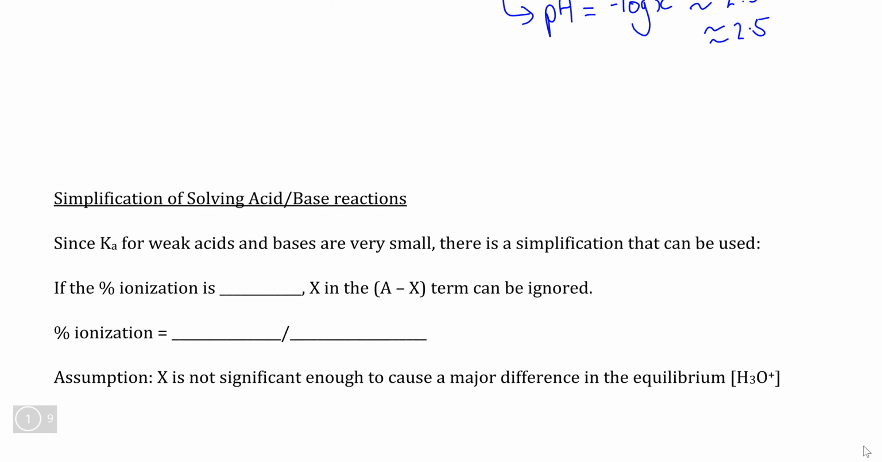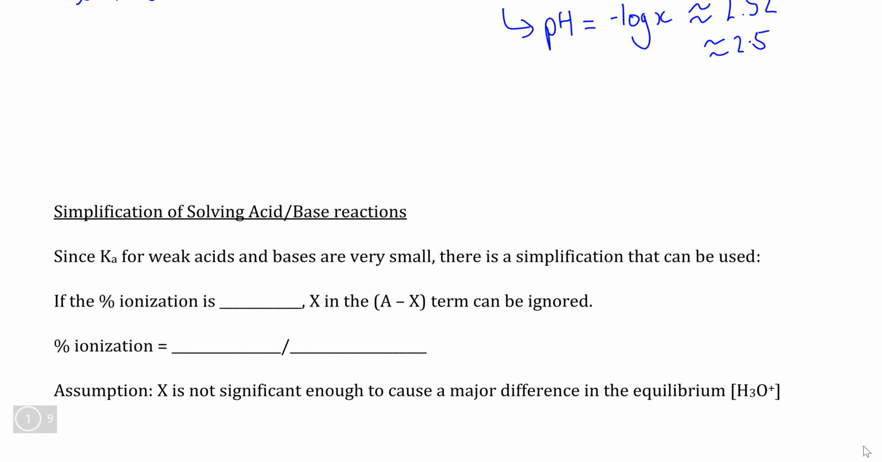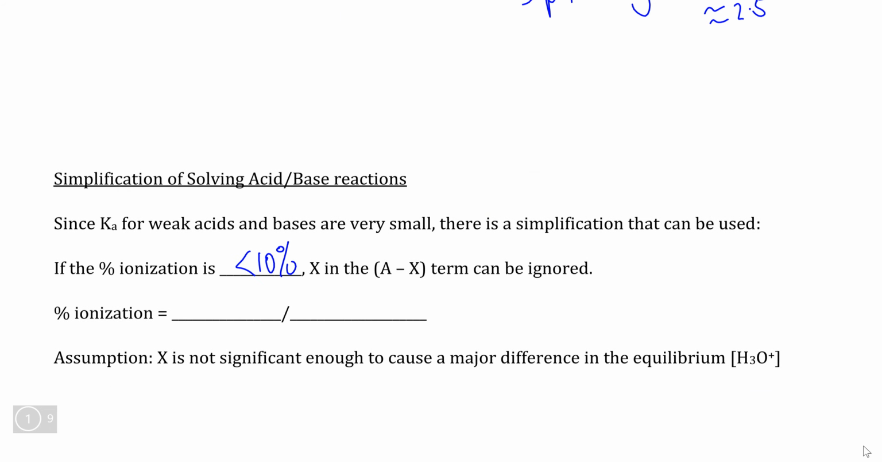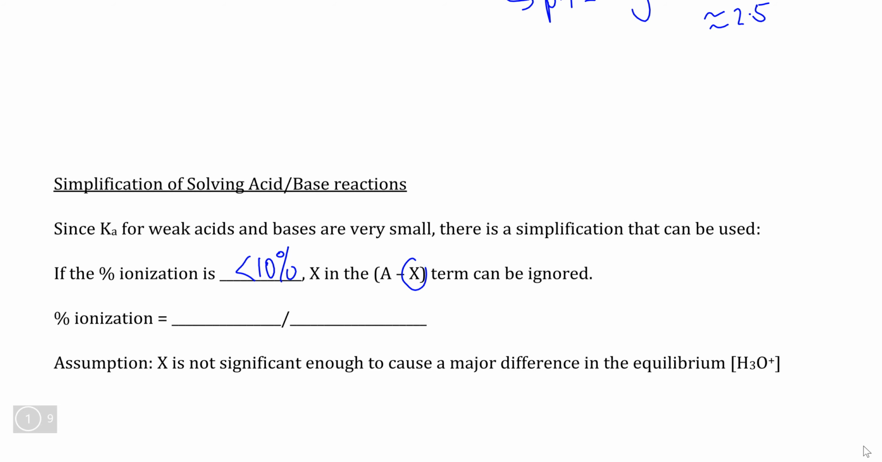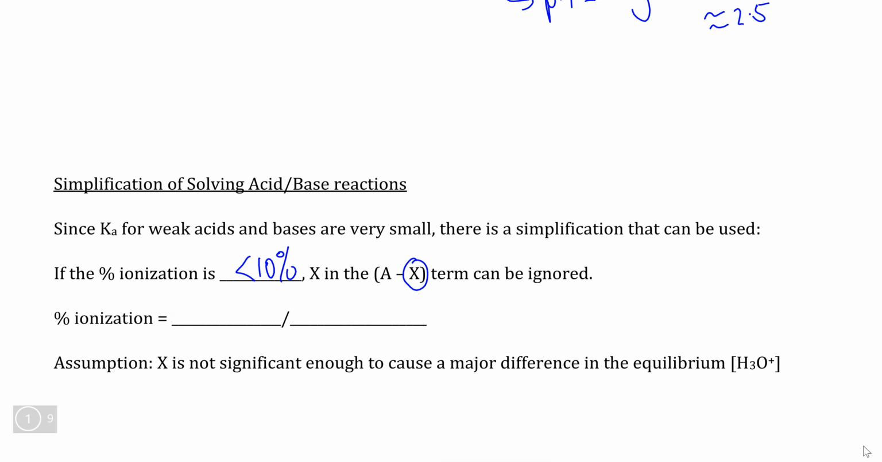So an assumption that we can make, because Ka for weak acids and bases is very small, is that the percent ionization, which means the percent of our original acid solution that we have here, is less than 10%. Meaning that if less than 10% of our original acid solution ionizes, the x term in here, meaning the original concentration minus x, can be ignored.